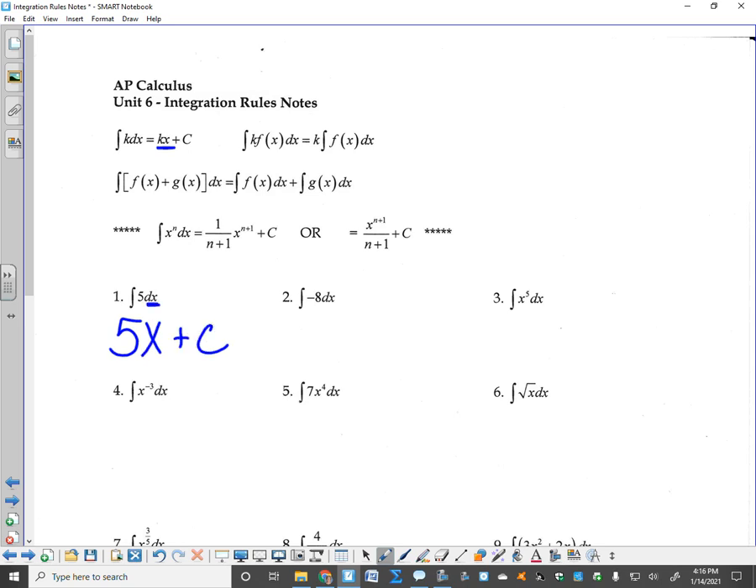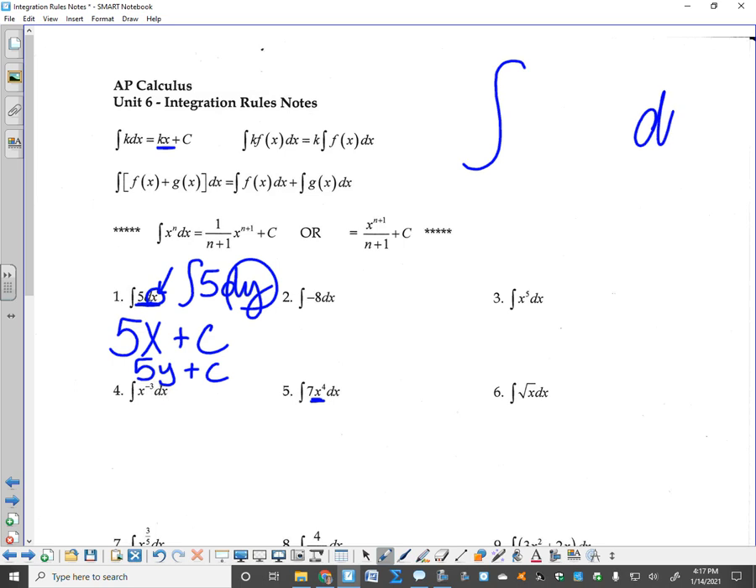Now just a word about the dx. If I had the integral of 5 dy, then this would be 5y plus c. This is just telling you what variable you are taking the integral with respect to. When the x is already in the problem, it's kind of Captain Obvious, but when you don't have any variables in the problem, you can see that it's useful. But that dx or dy has to be in your integral. So I always want you to think of your integral and your dx as kind of bookends, and then the function that you are integrating goes in there.